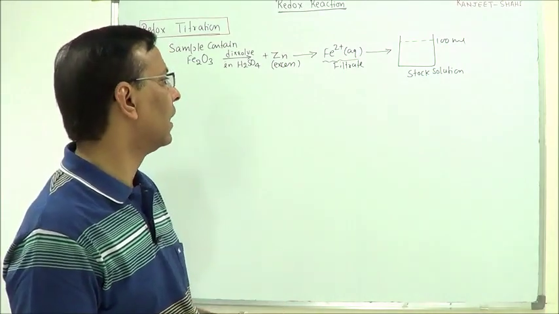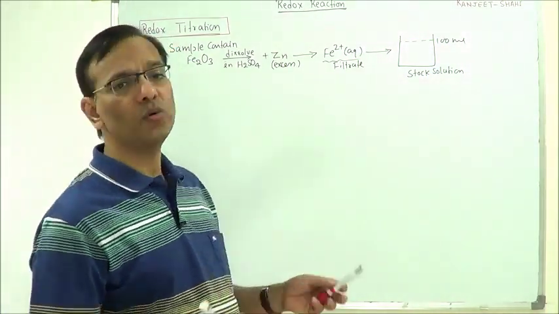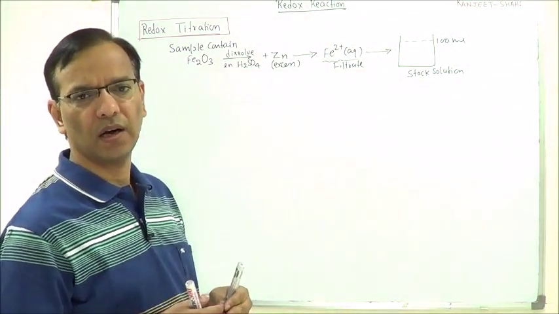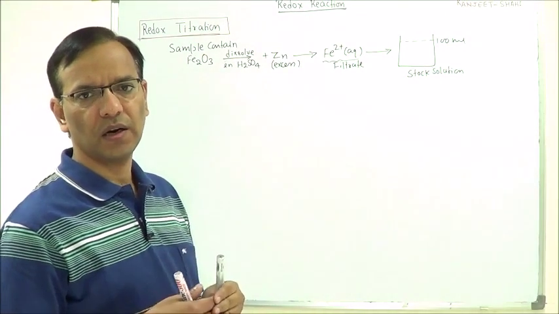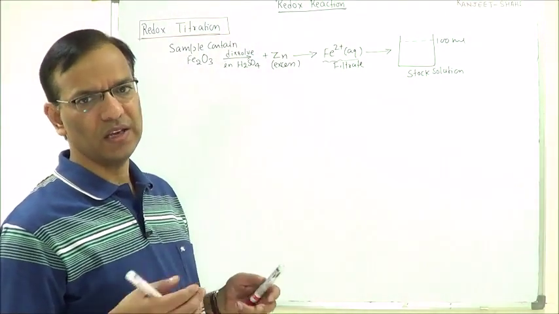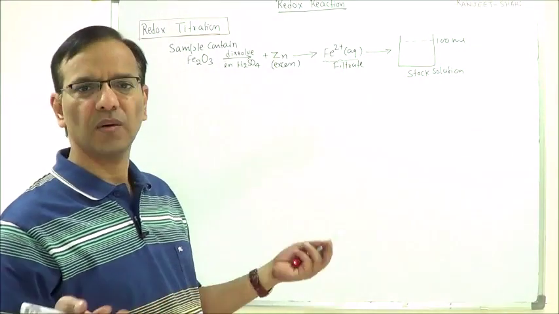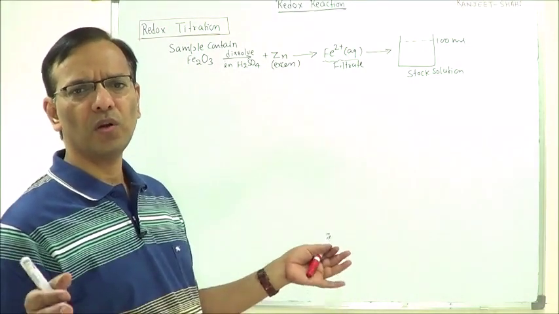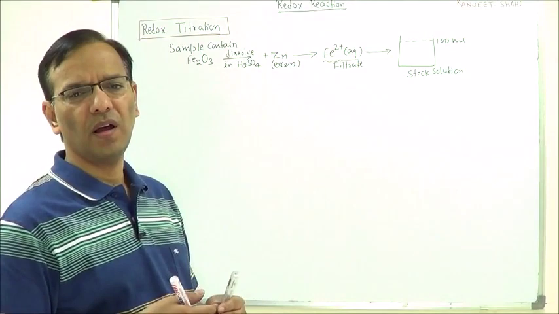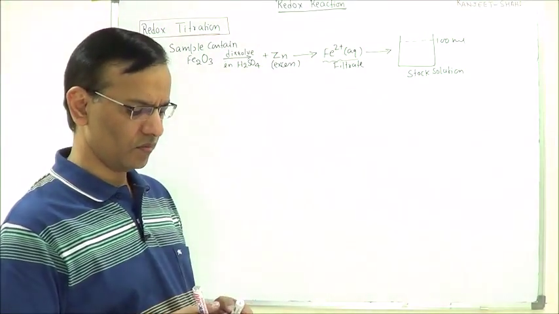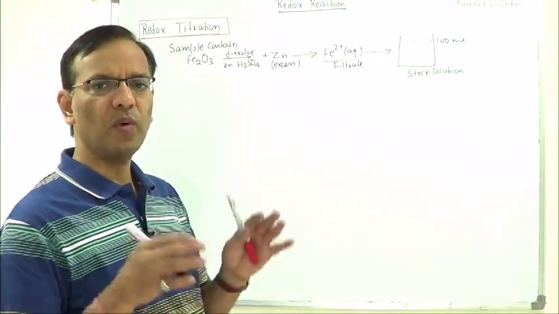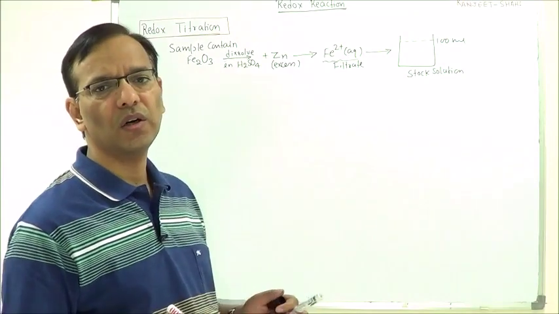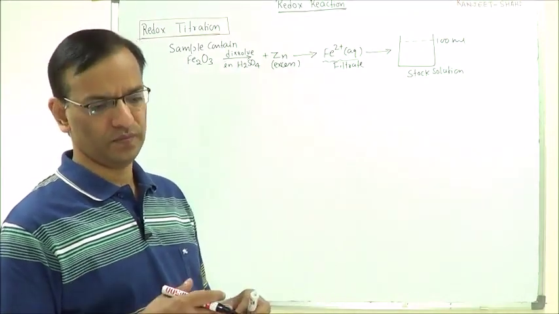We know that ferrous iron is a reducing agent. So to determine ferrous iron in solution via redox titration, we require an oxidizing agent. There are several options for oxidizing agent, but the most commonly used oxidizing agent in laboratory is potassium permanganate. So what we will do next, we will prepare a solution of potassium permanganate which is of known molarity.